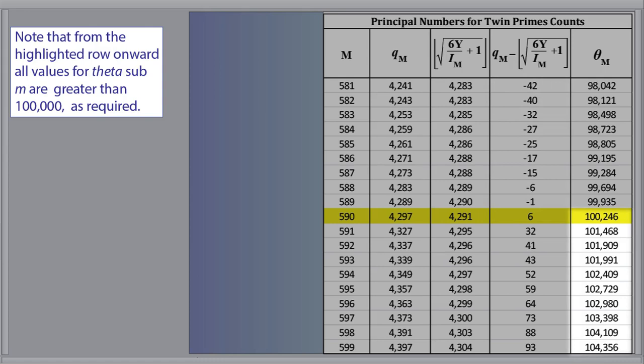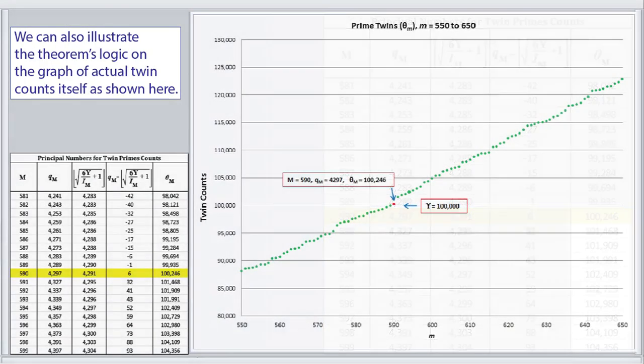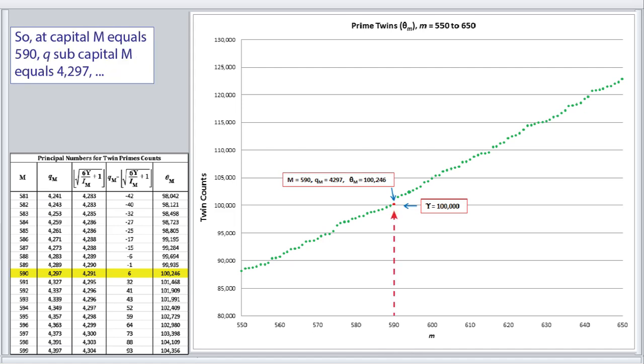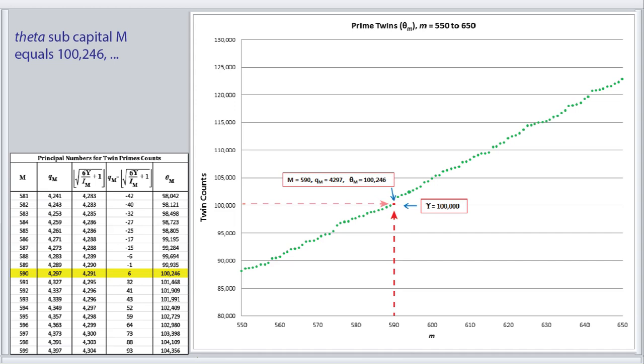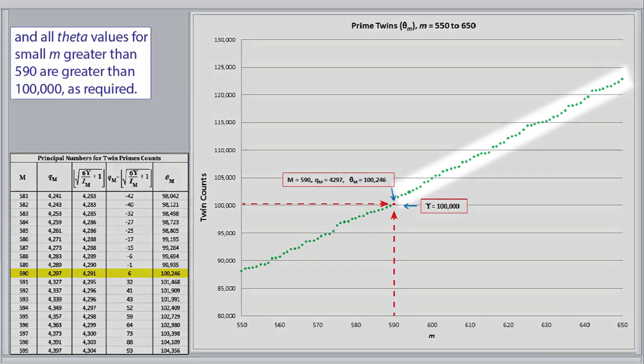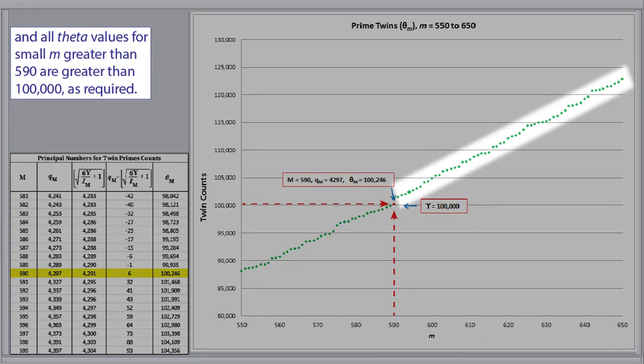Note that from the highlighted row onward, all values for theta sub m are greater than 100,000 as required. We can also illustrate the theorem's logic on the graph of actual twin counts itself as shown here. So, at capital M equals 590, Q sub capital M equals 4,297, theta sub capital M equals 100,246, and all theta values for small m greater than 590 are greater than 100,000 as required.